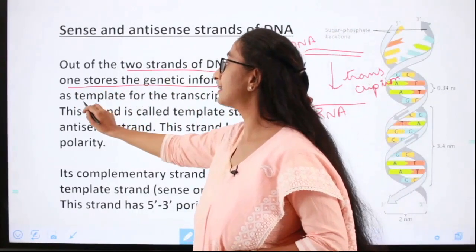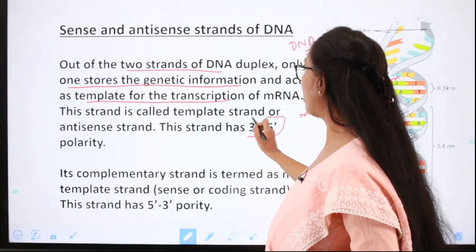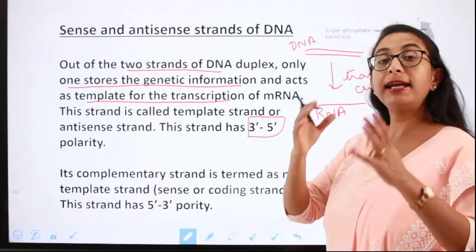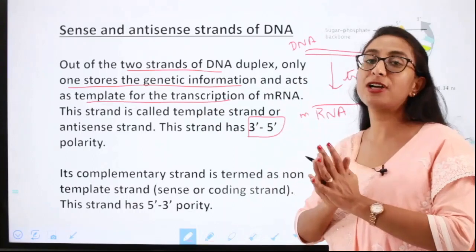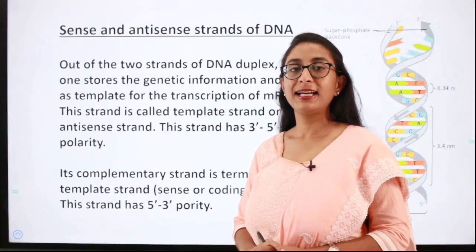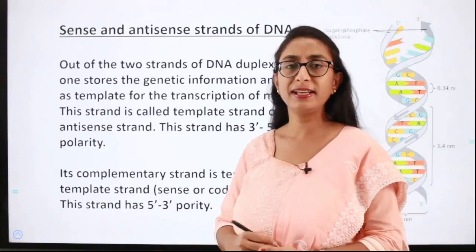Out of the two strands of the DNA duplex, only one strand stores the genetic information, and that acts as a template for transcription. So it is the 3' to 5' strand which is the template strand for transcription. It is only this strand which contains the genetic information, and this strand is called the antisense strand. See here, sense and antisense strands of DNA.